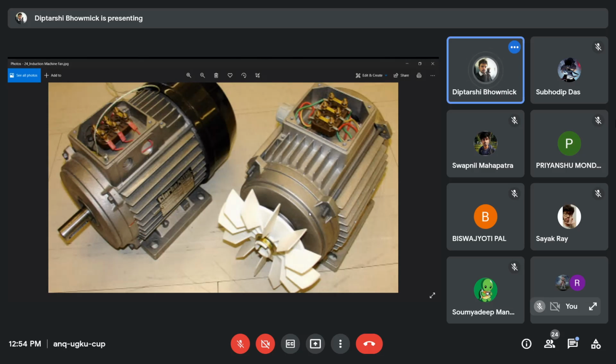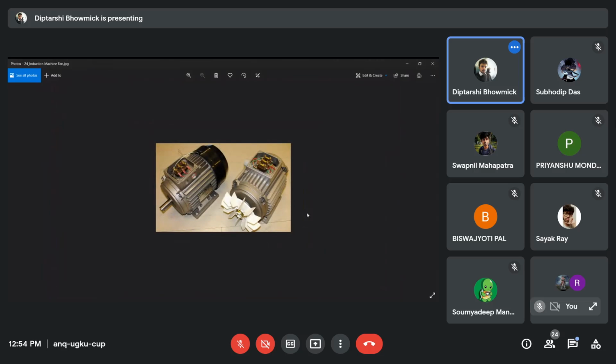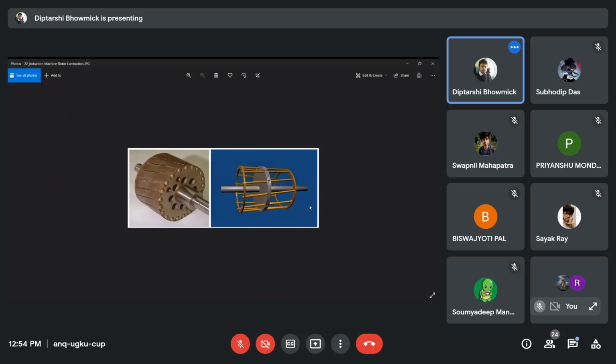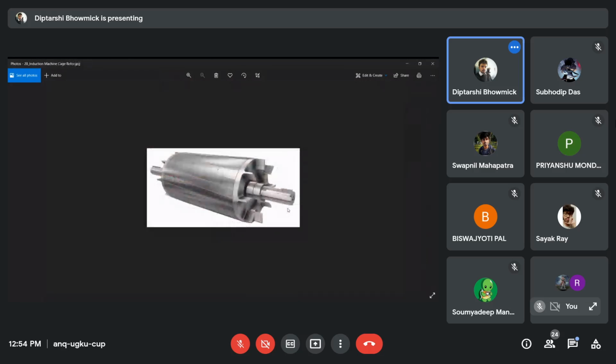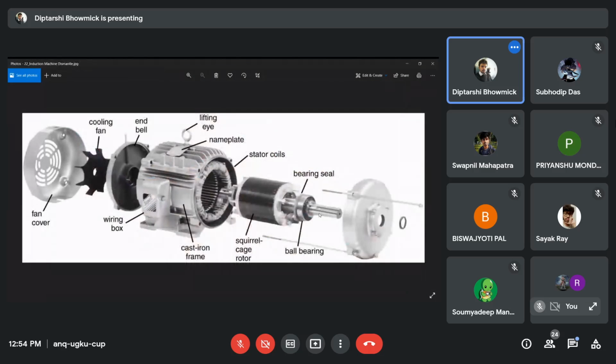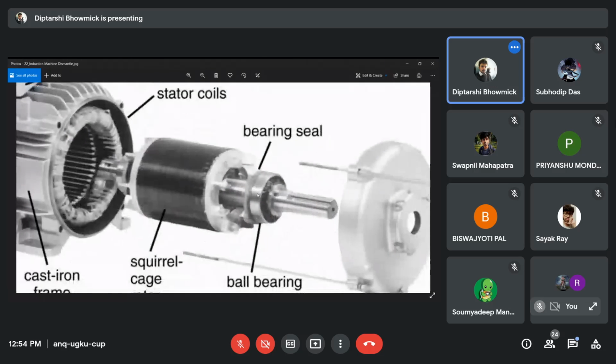So if you see the shaft, let's take a closer look at this. This is the rotor. This is the bearing. The ball bearing is used over here. So this is the shaft, and this is the shaft key. Okay. Why is the shaft key given?